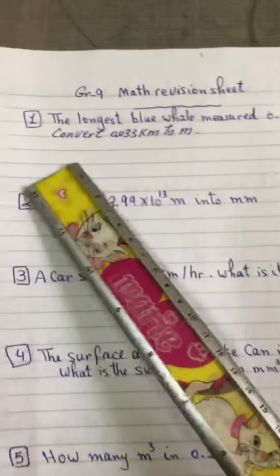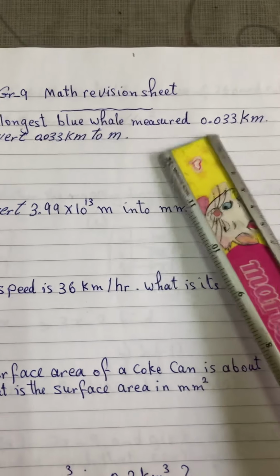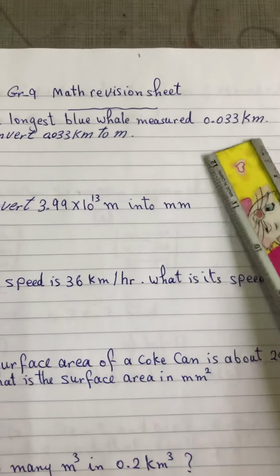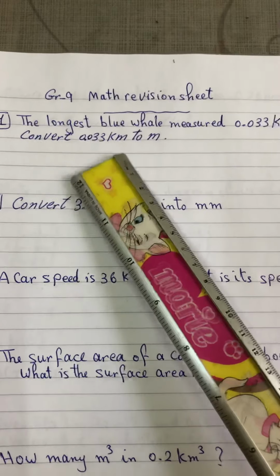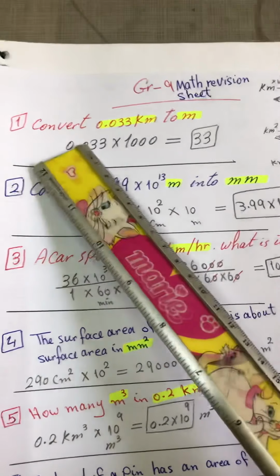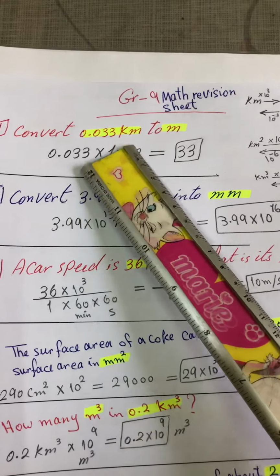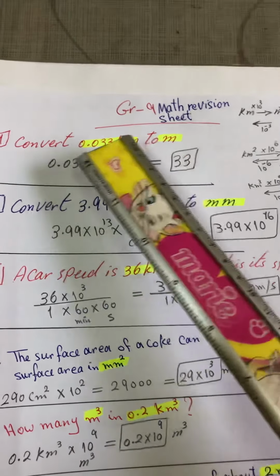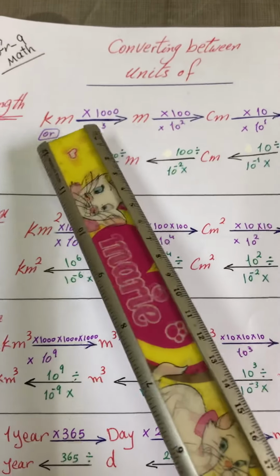The first question: the longest blue whale measured 0.033 kilometer. Convert this kilometer to meter. How can I solve this? As you see here, convert 0.033 kilometer, I made a highlight over kilometer to meter. From kilometer to meter, you will multiply by 1000, like this.